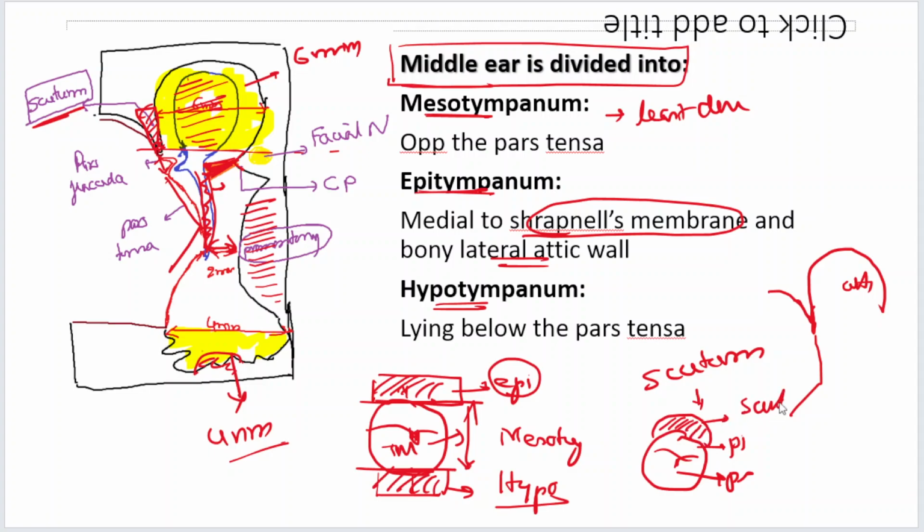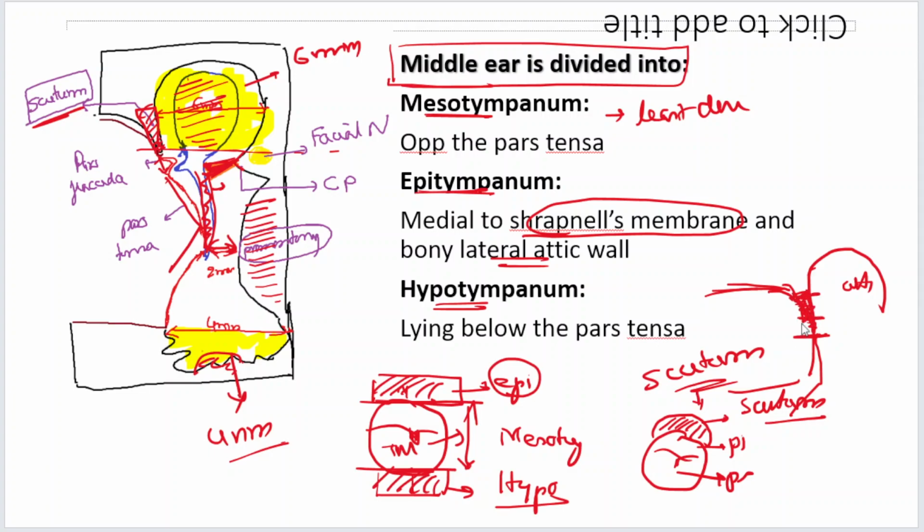I used to get confused with the scutum a lot. So now I understand what the scutum is. The scutum is this part of the bone. You are coming from the external auditory canal, and after going down, the tympanic membrane starts. Just above the pars tensa of the tympanic membrane, you have the pars flaccida. Above that, the bony wall that is there is called the scutum.